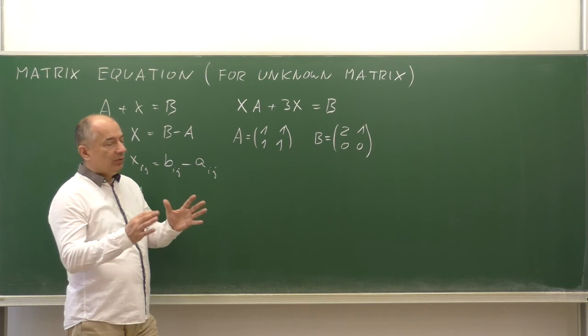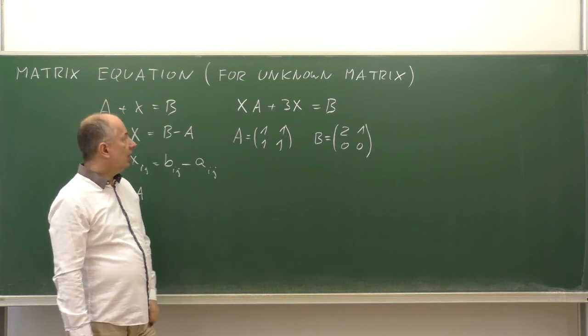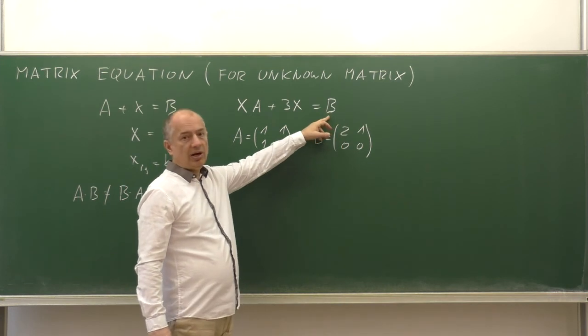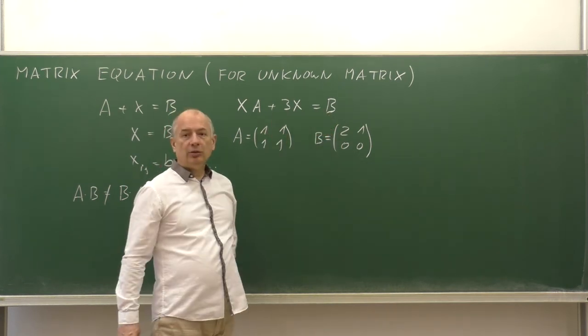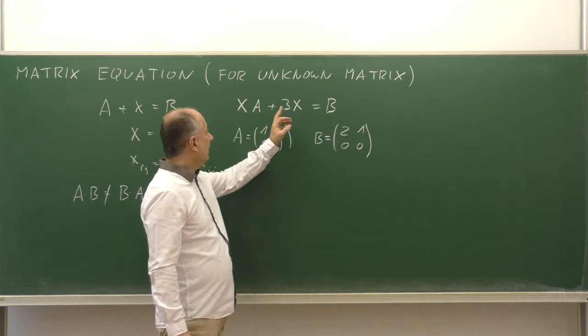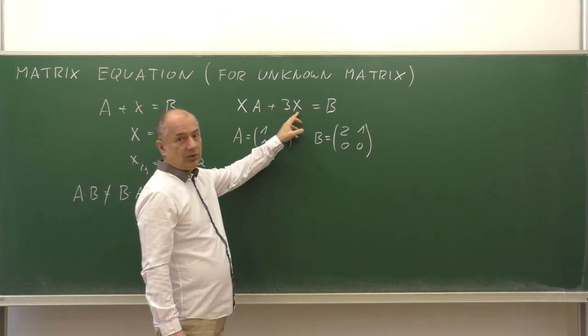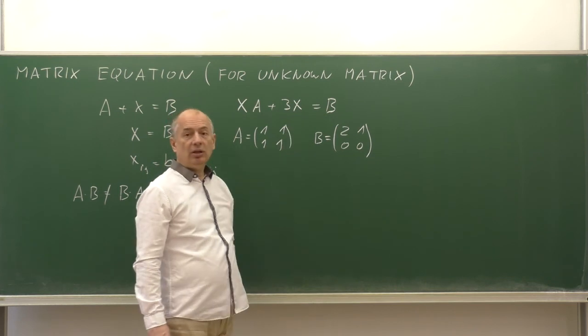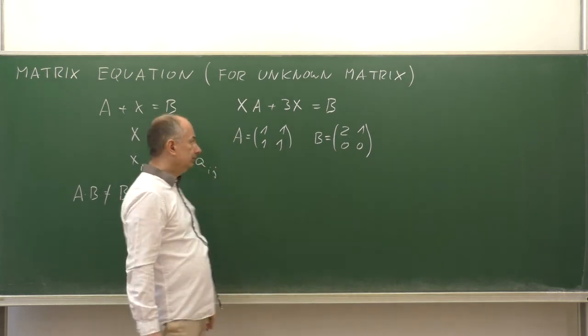What will be the shape, what will be the dimension, the size of the unknown matrix X? If we have a 2 by 2 matrix on the right, we should have a 2 by 2 matrix on the left. And 3 times a matrix has the dimensions of X, so X must be 2 times 2.